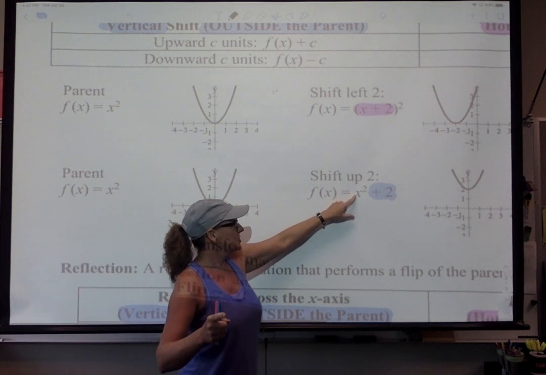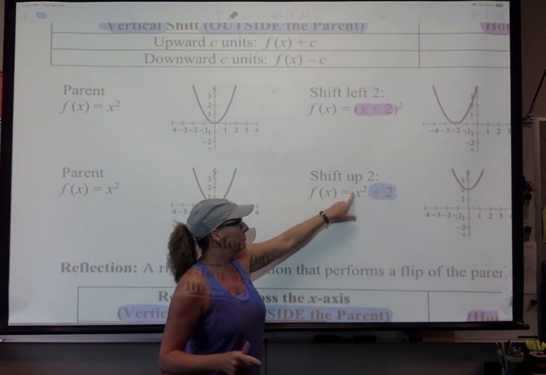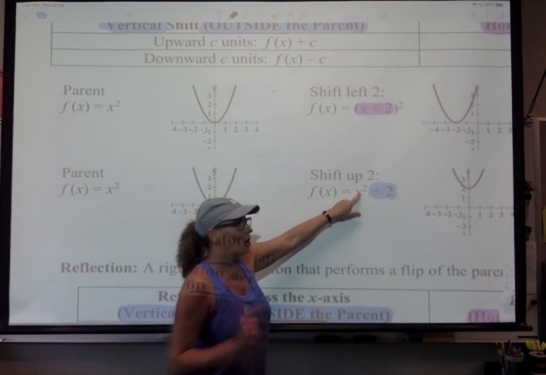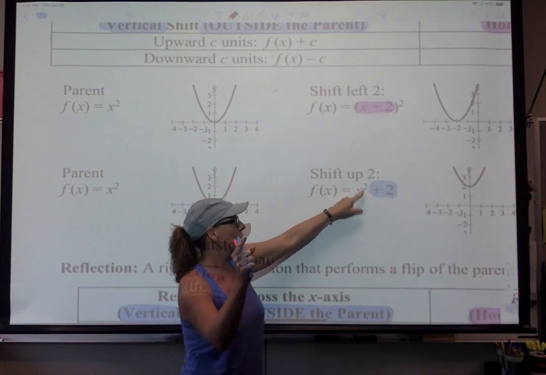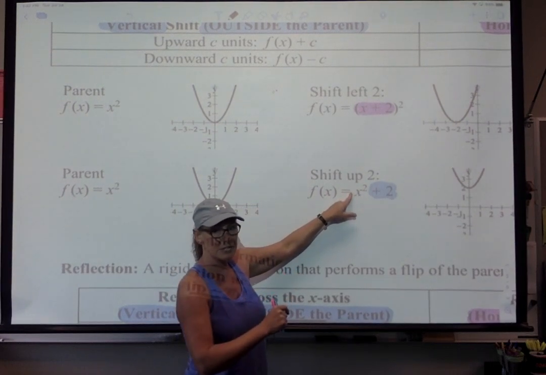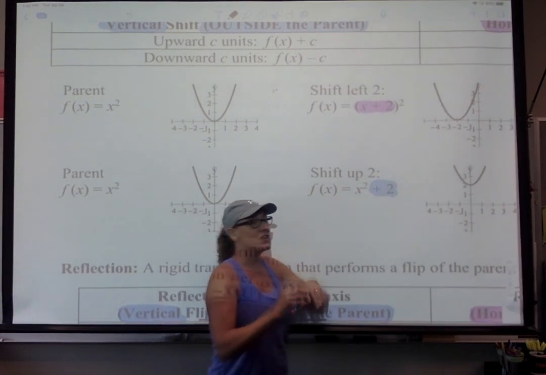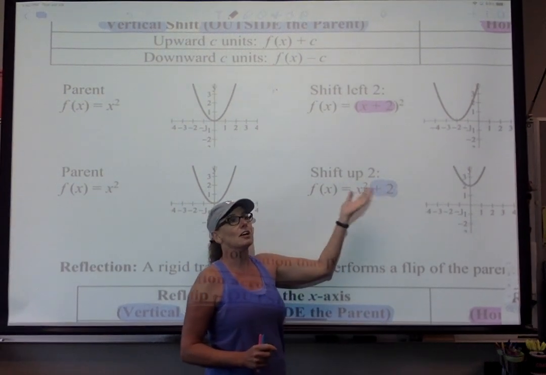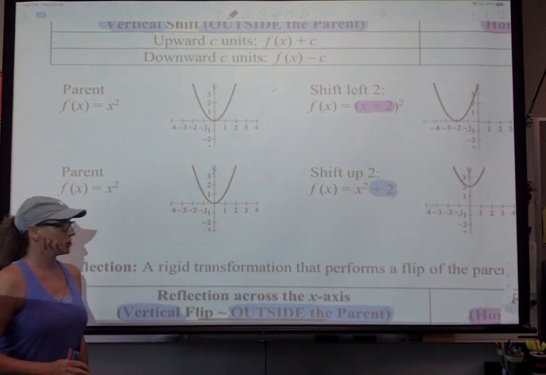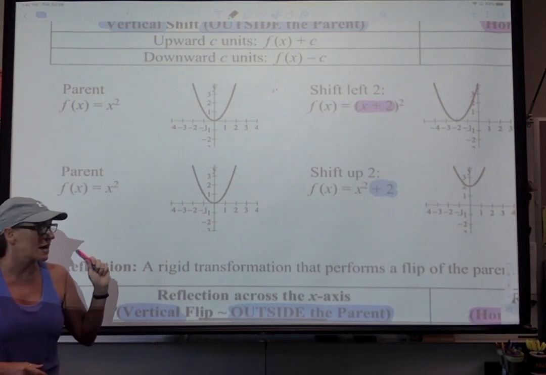Your order of operations says if there's a number out in front here, you plug in your x and you square it first and then you multiply. You know that exponents come before multiplication. So again, anything that occurs after you square that x is going to be a vertical transformation. And I would color code that blue.